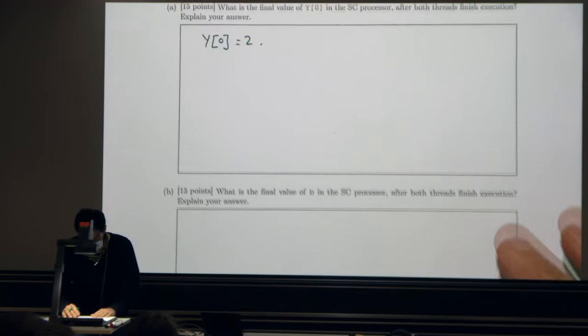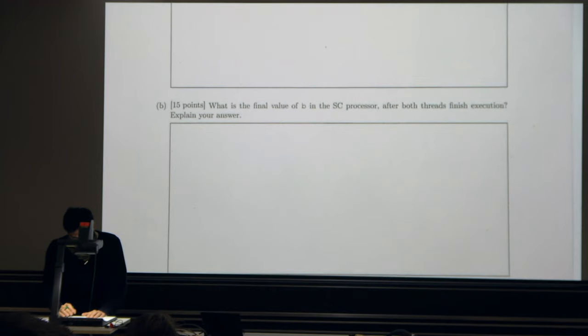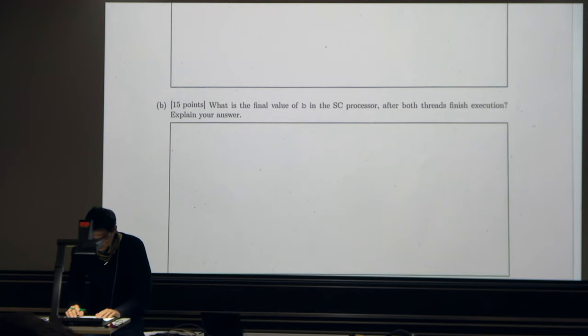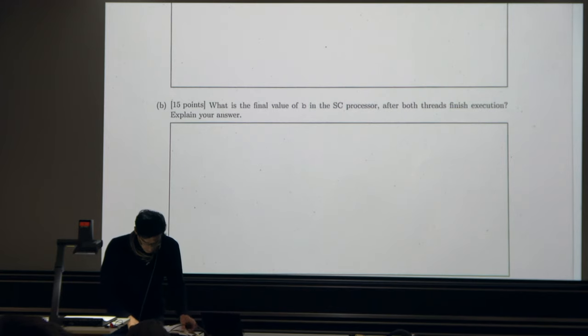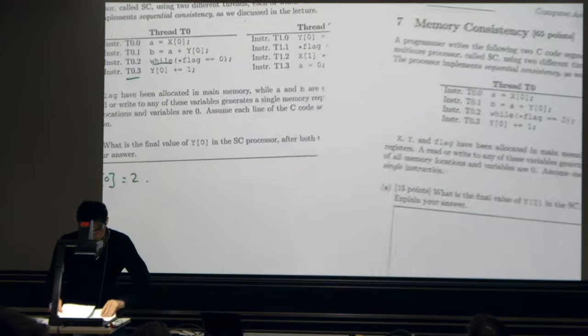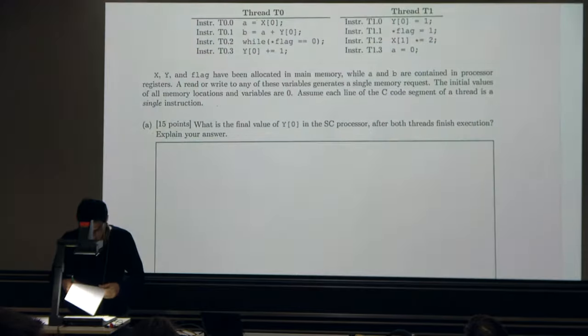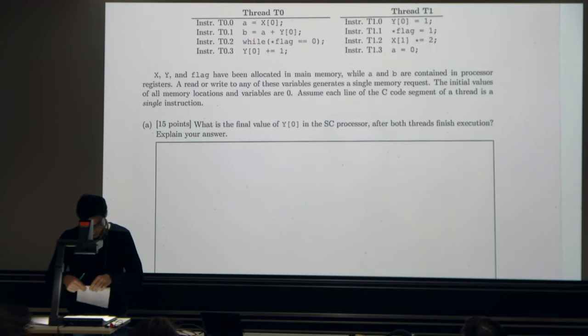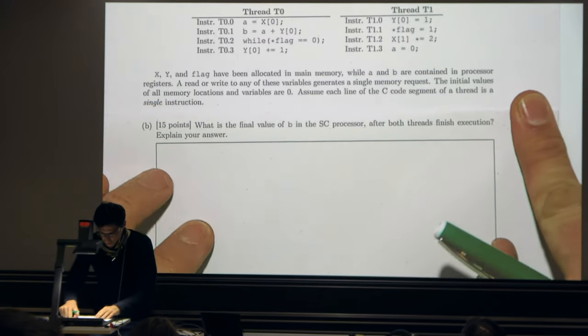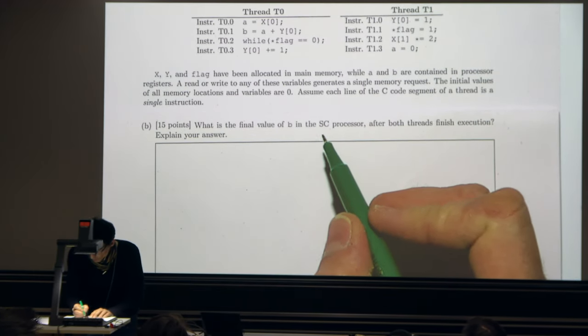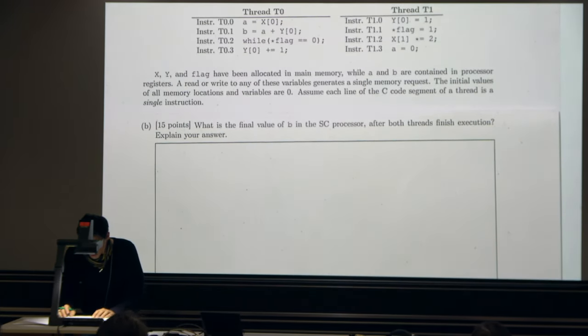Okay, now it says, what's the final value of B in the SC processor after both threads finish the execution? Let's see, what can I do? So I want you to see the code while we do the reasoning here. So, for B, what we see is that there are two possible orderings in the execution here.